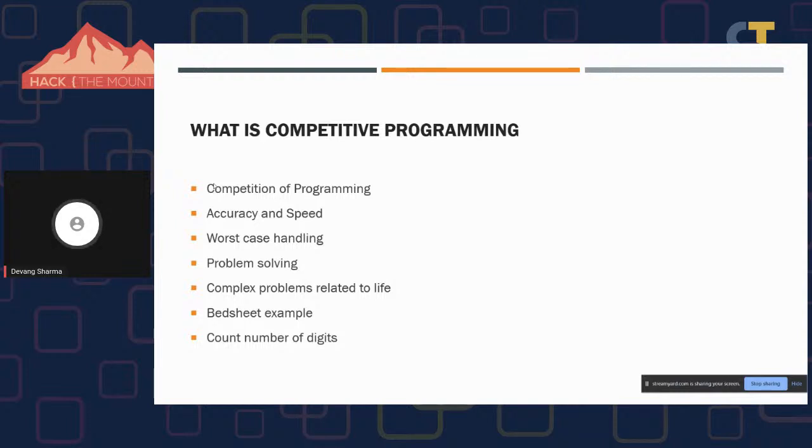So it gives us the ability to think of the worst case scenario a program can get, like worst case inputs a program can get. Apart from this, all the stuff has to be done very quickly, as you want to get ahead of your peers and your friends who are giving this contest. So also in competitive programming, we handle the worst case as well.